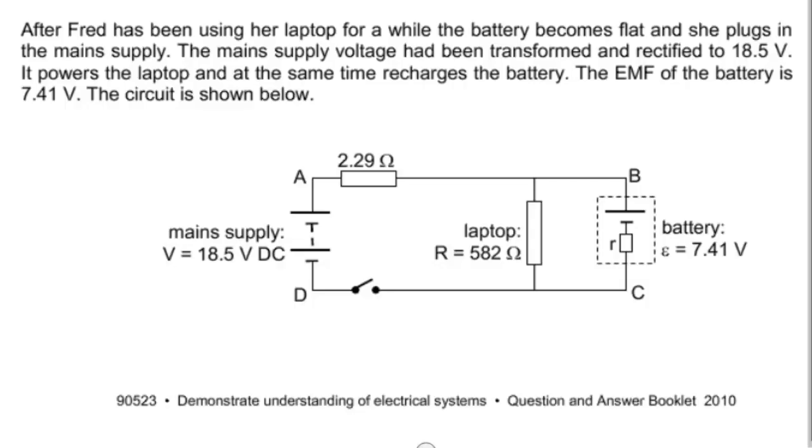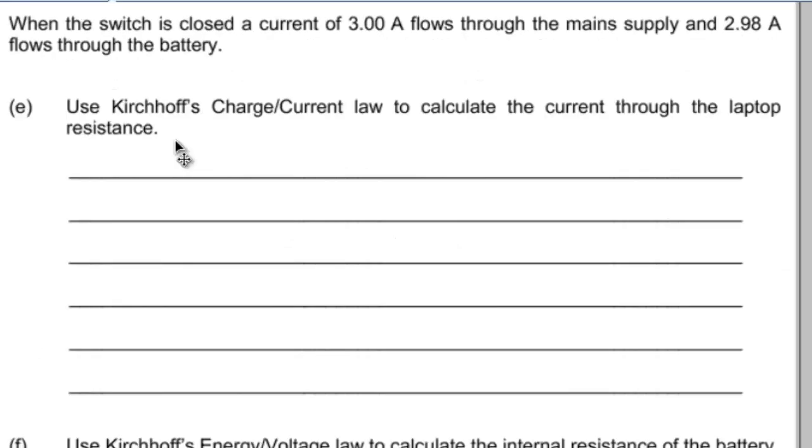After Fred has been using her laptop for a while, the battery becomes flat and she plugs in the main supply. The main supply voltage has been transformed and rectified, so that means changes from 240 into DC at 18.5 volts. It powers the laptop and at the same time recharges the battery. The EMF, the electromotive force of the battery, is 7.41 volts. The circuit is shown below. When the switch is closed, a current of 3 amps flows through the main supply and 2.98 amps flows through the battery.